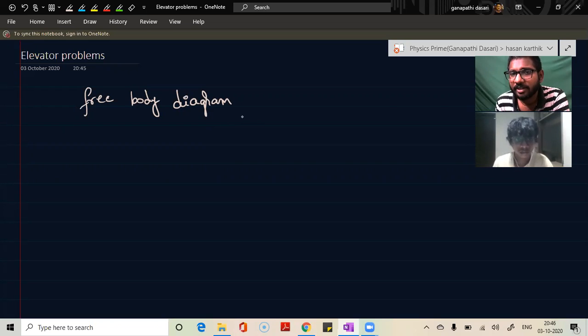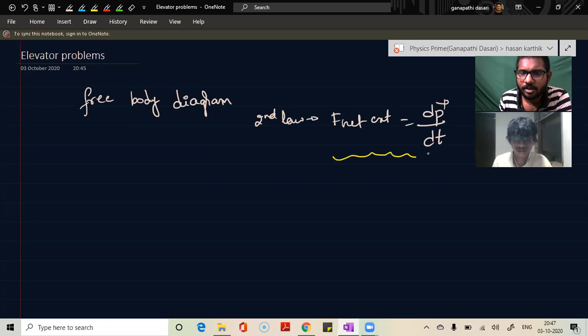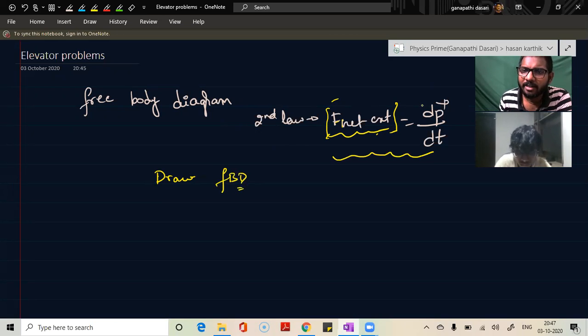Because we know Newton's second law, which states net external force is equal to rate of change of momentum. F net external is equal to this external force. To find out this external force, we draw a free body diagram, which is a simple way of finding net external force. And we'll find out the rate of change of momentum of the body or the system.